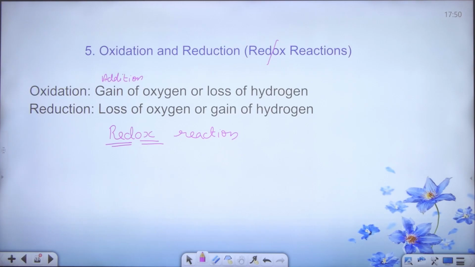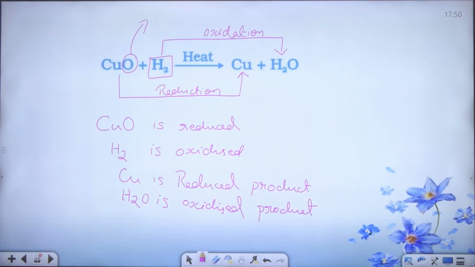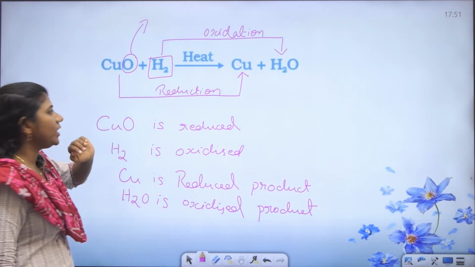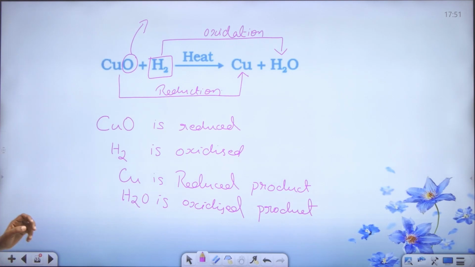What is oxidation and reduction? Oxidation is gain of oxygen or loss of hydrogen, and reduction is just the opposite: loss of oxygen or gain of hydrogen. Here CuO releases an oxygen atom to form copper, so the reaction is reduction. H2 changes to H2O: H2 accepts oxygen to form H2O. Addition of oxygen is oxidation. Oxidized species H2, oxidized product water, reduced species CuO, reduced product Cu. Okay.